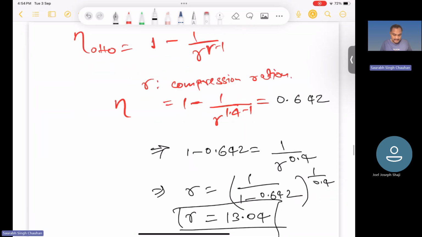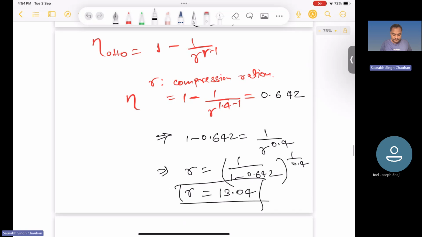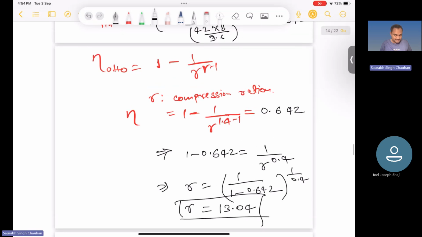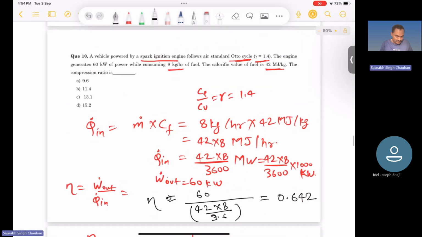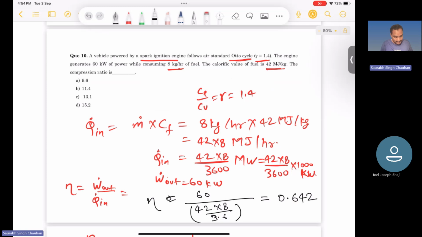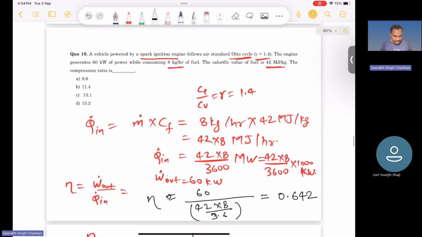If you are getting some other value, then just let me know. But let us check the options. 9.6 or 11.4 or 13.1 or 15.2. We are getting 13.04. So part C is the closest option. Okay. So maybe we can select this one, 13.1. We are getting how much? 13.04. Okay.